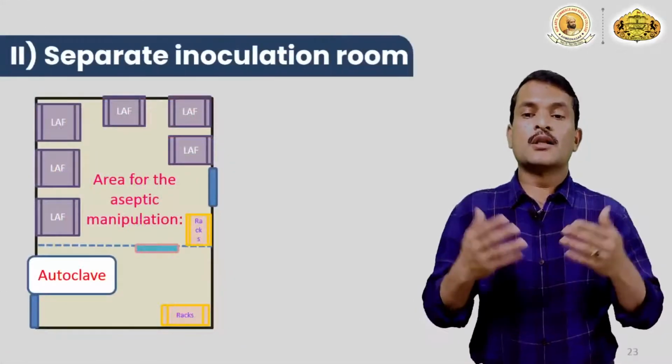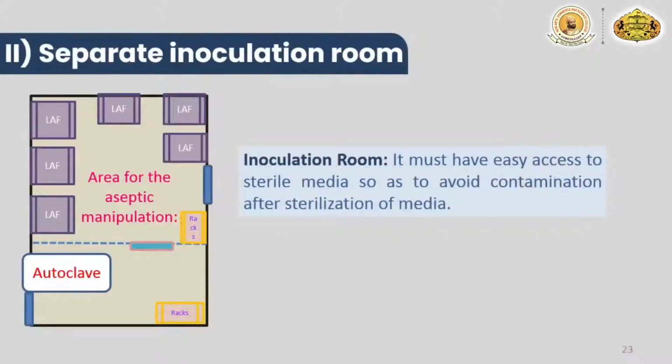There is a separate inoculation room, as we have discussed. It must have easy access to the sterile media. If the media is prepared in another room and you carry it to the inoculation room, you increase the chance of contamination. To avoid that, it should be accessible to the sterilization facility where you make the media sterile. If it is connected to this aseptic manipulation room, that would be the best thing. So you will decrease the chance of contamination after sterilization.